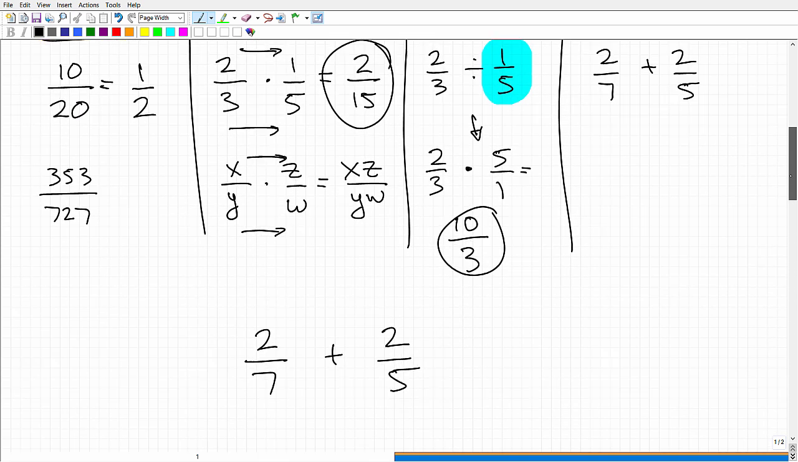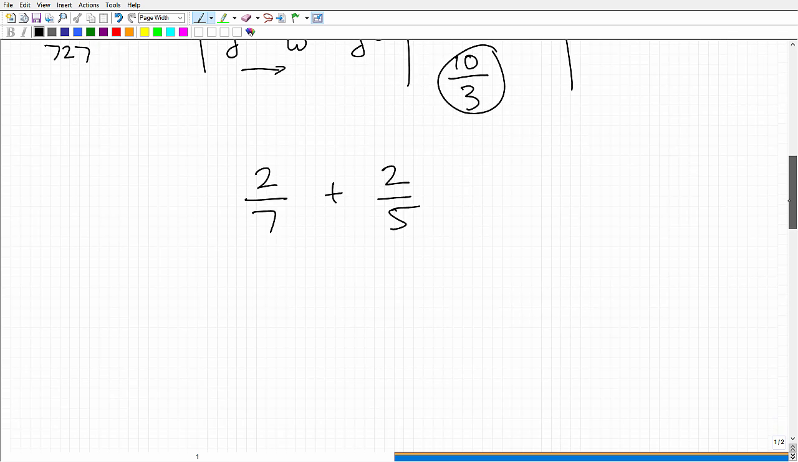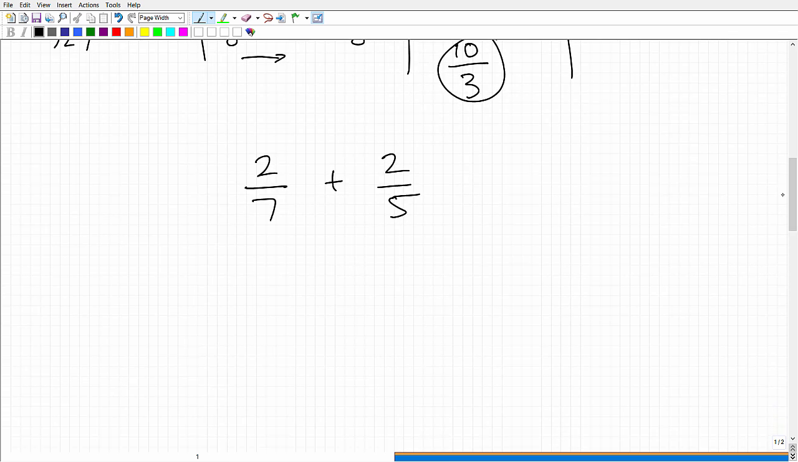Okay, 2/7 plus 2/5. So how do we do this using the shortcut? Well, I kind of refer to this as the bow tie method, all right? Because it looks kind of like a bow tie, right? Like a bow tie looks something like that. I kind of think of that pattern here when we do this. So this works with adding and subtracting fractions, and here's how it goes, okay?